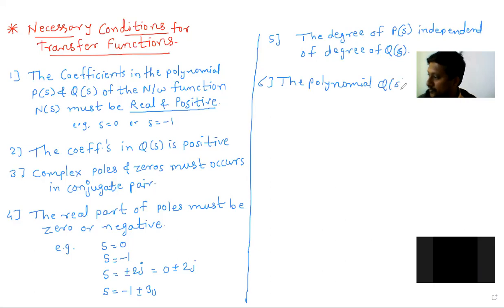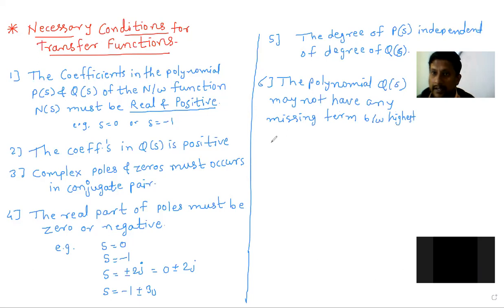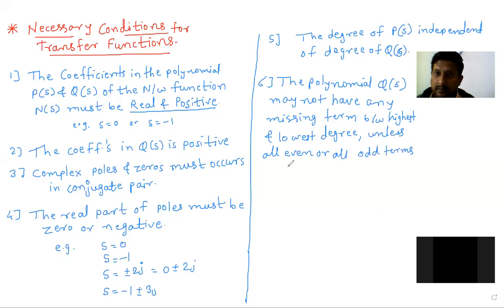Now next, 6th one, the polynomial Q of S may not have any missing term between highest and lowest degree unless all even or all odd terms are missing. All odd terms are missing here.